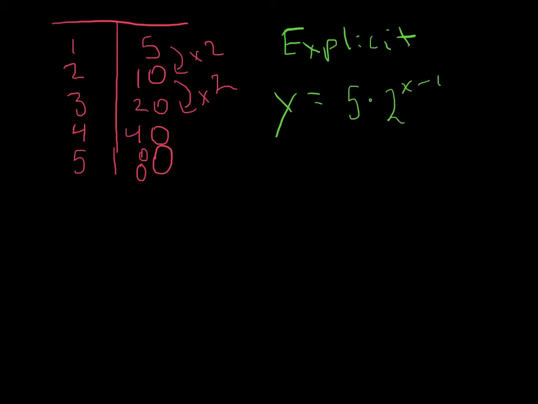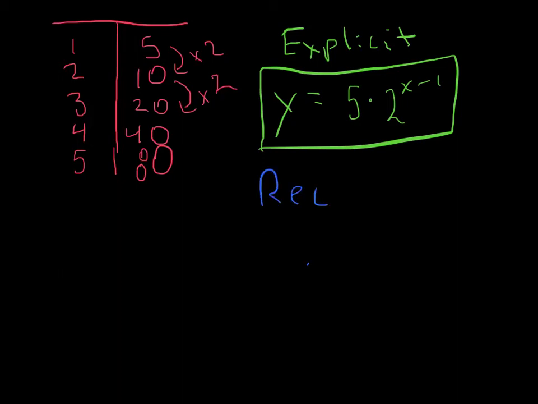So for this example, it's going to be 2 to the power that's 1 before the one we're trying to work off of, and then we're going to multiply it by 5 since that's the starting point. So example, x equals 3, we want y to equal 20. So 2 to the 3 minus 1 would be 2 to the second, which is 4, and then 5 times 4 is 20. So we can see that that works.